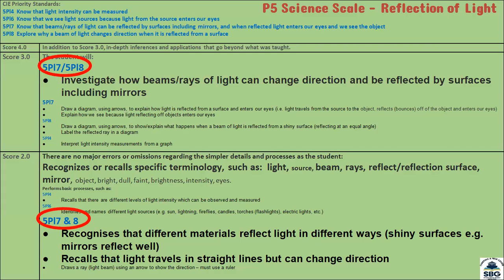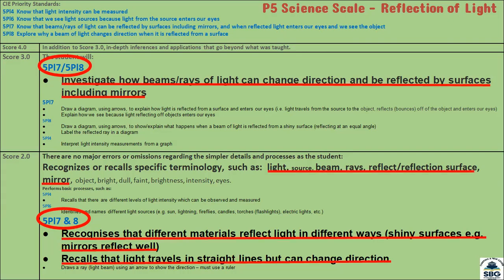She chose the underlying learning goals to create her lesson. At the score 3 level, the teacher focuses on students investigating how beams or rays of light can change direction and be reflected by surfaces, including mirrors. And at the score 2 level for the same learner goal, she focuses on recognizing that different materials reflect light in different ways. Shiny surfaces, for example mirrors, reflect well. Recalls that light travels in straight lines but can change direction. And some of the important vocabulary at the score 2 are light, beam, rays, reflect, reflection, surface, and mirror.